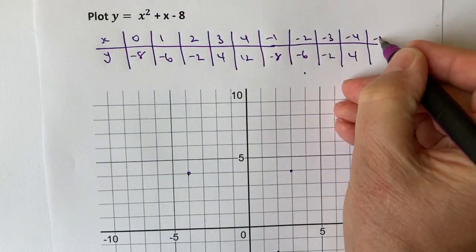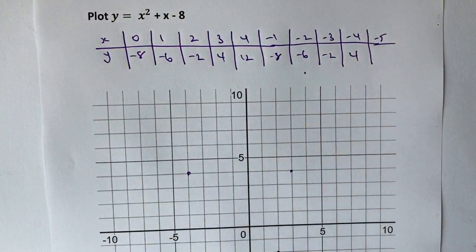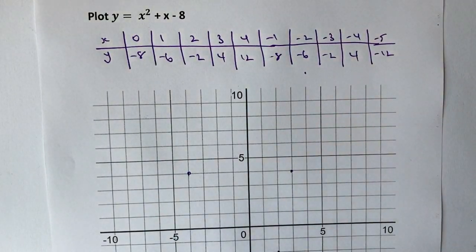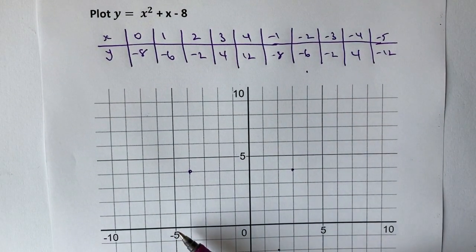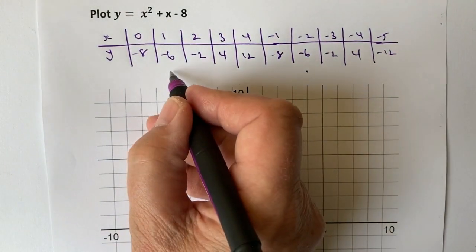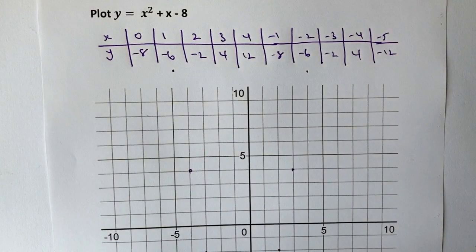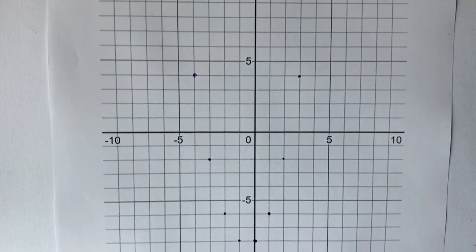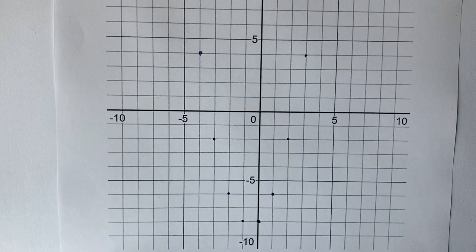Now if I plot minus 5, I've got minus 5 squared is going to be 25. 25 minus 5 is 20. Then I'm going to get minus 8. That's going to give me minus 12. Okay, so again, if I come along to minus 5, I can go up and off the grid to minus 12, which is going to be up here somewhere. Okay, so now it's going to be very difficult for me to draw this on the graph on the video, but I'll give it my best shot.